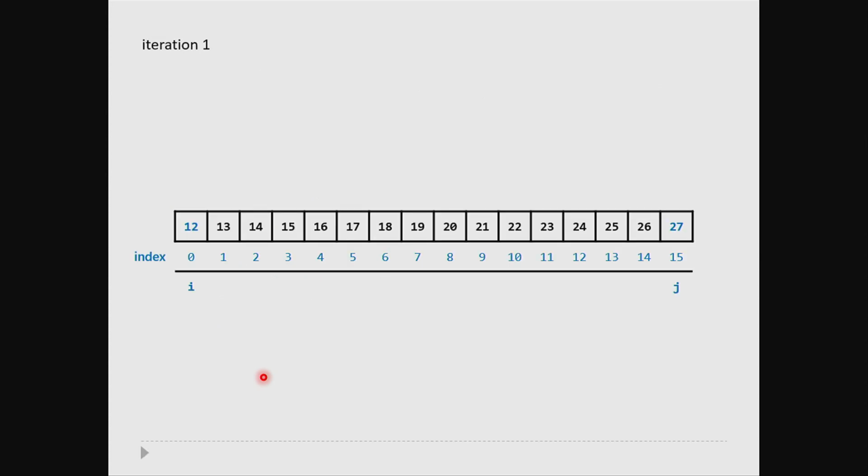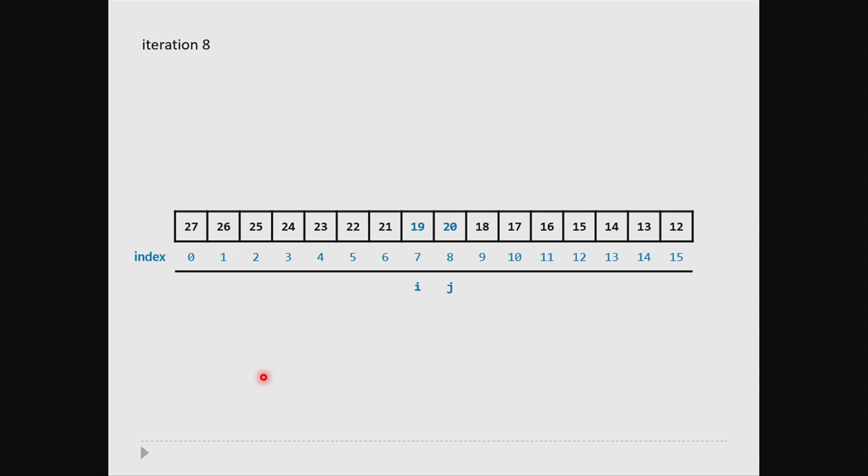Why does this work? Well, here's a picture. At iteration 1, i is at the front, j is at the end. I'm going to swap those two and then go to the next iteration of the loop. So now i is 1, j has decreased by 1. It's moved to the left. And I'm going to swap those two. i goes up by 1, j goes down by 1, swap those two.